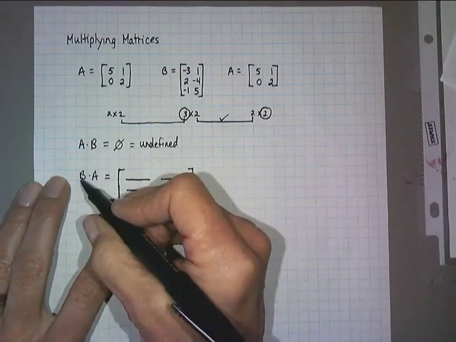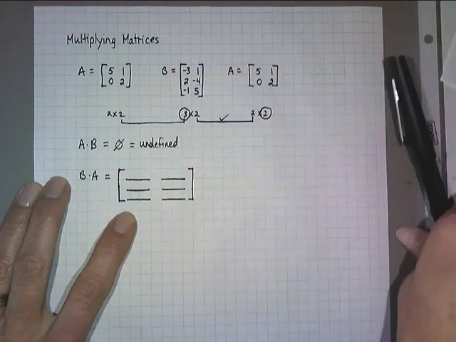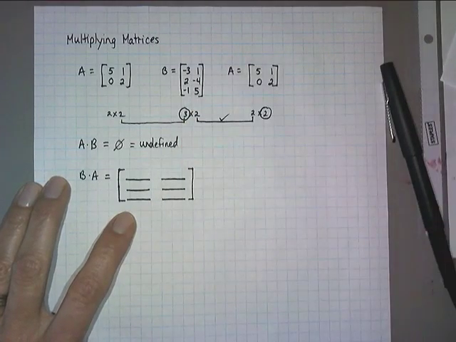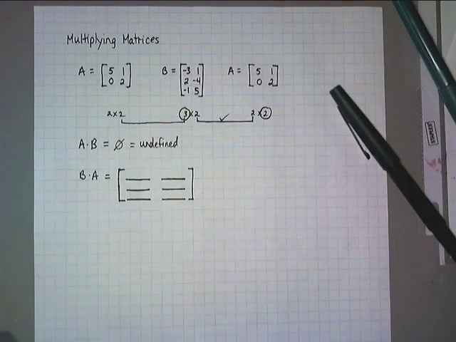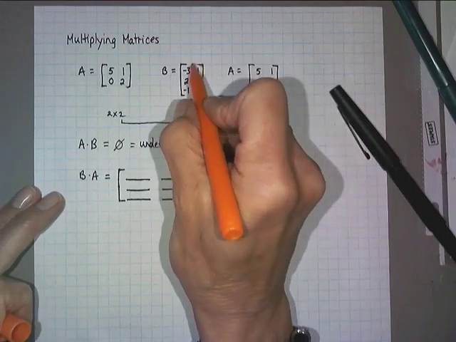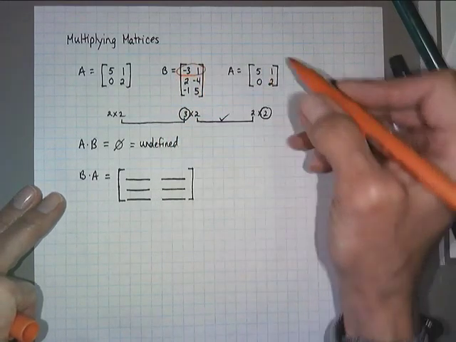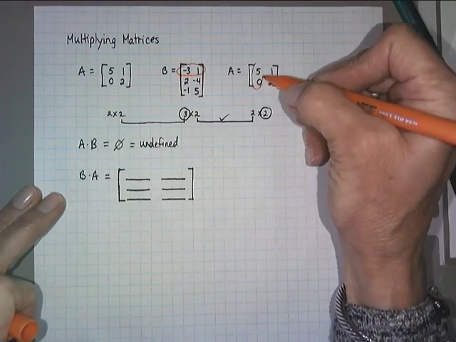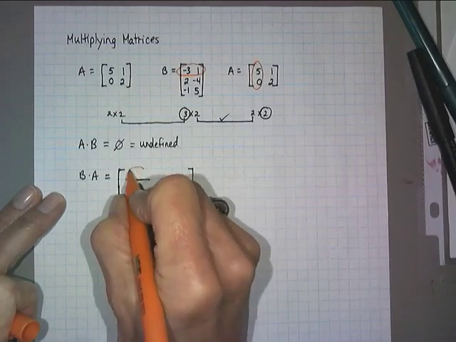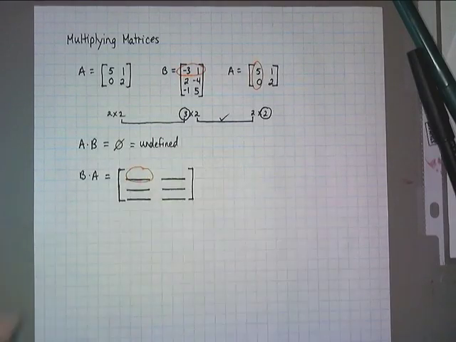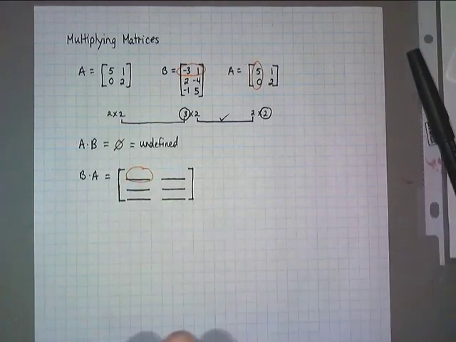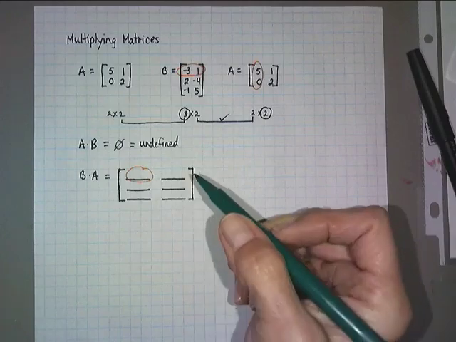Okay, so if I'm multiplying B times A, I'm going to take, let me grab another pen, another color. I'm going to take the first row of matrix B, and I'm going to multiply it by the first column of matrix A, and that number is going to go in this spot. Now, I use that loosely, that number. How I get that number goes like this.